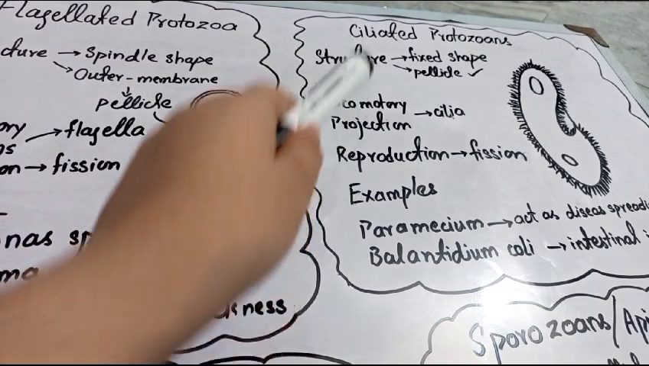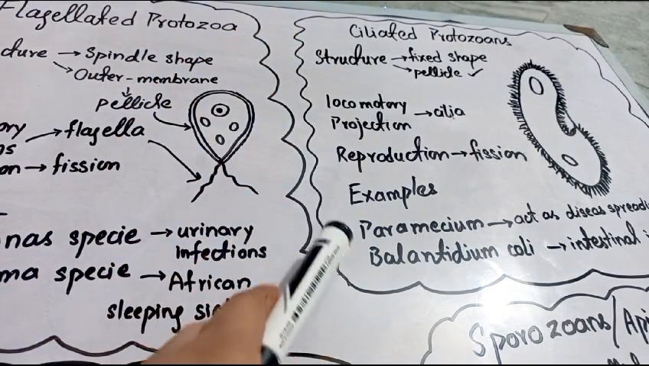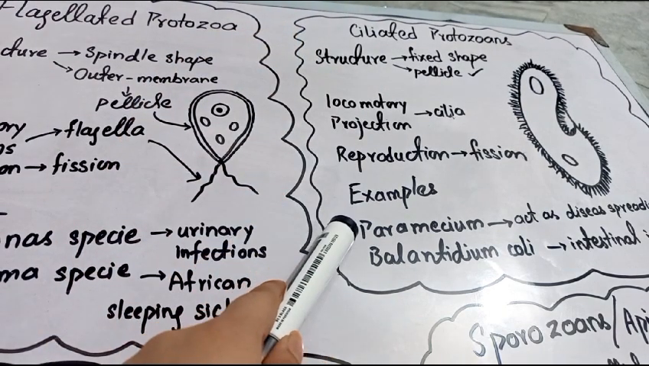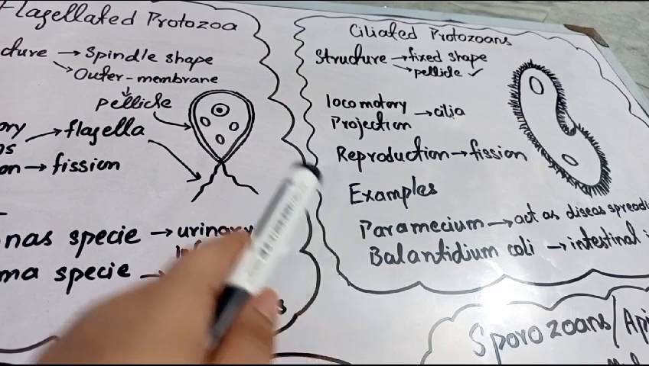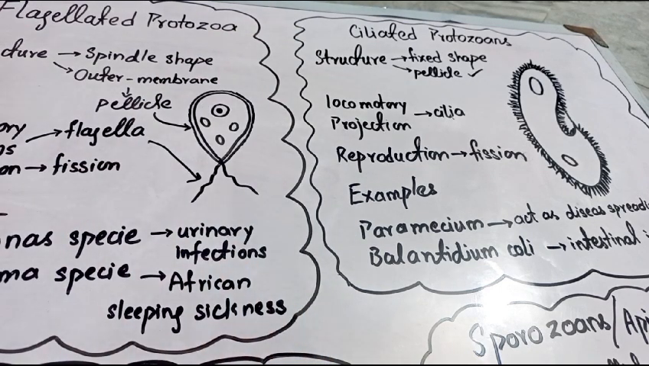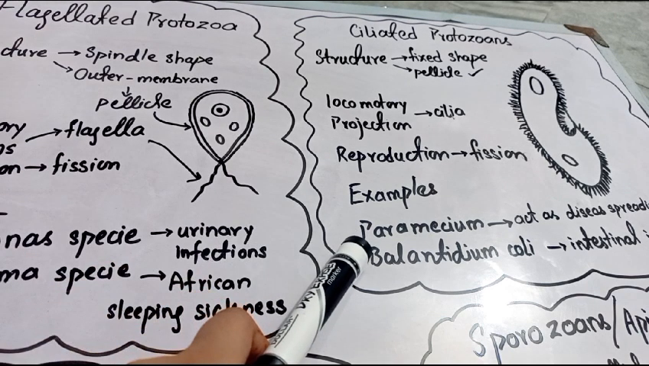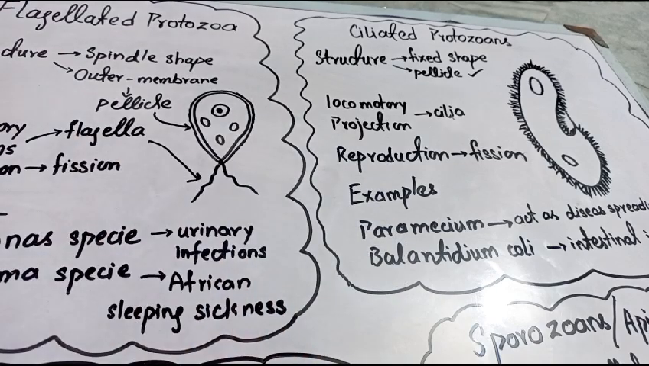Let's discuss the examples of ciliated protozoa. There are two examples. The first is paramecium, which is really important in that group. Paramecium does not cause a specific type of disease in humans, but we cannot say that it is not related to disease, because it acts as a disease spreading agent. It can spread a disease from one human to another human. The second is Balantidium coli, and it causes intestinal infections in humans.